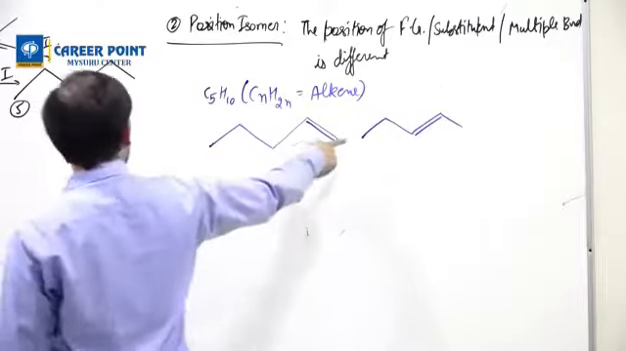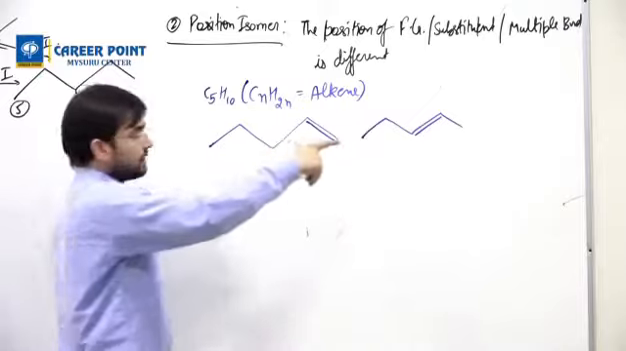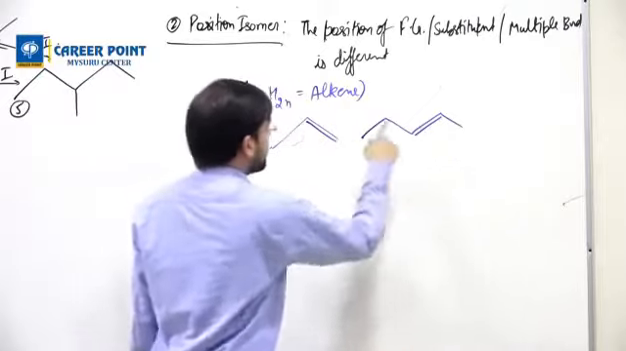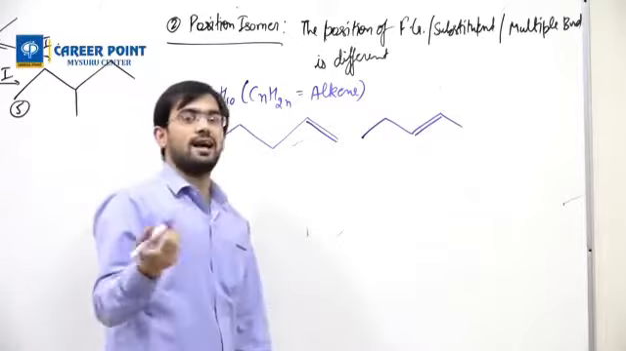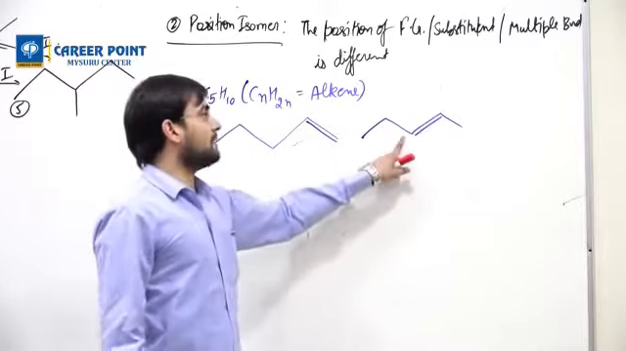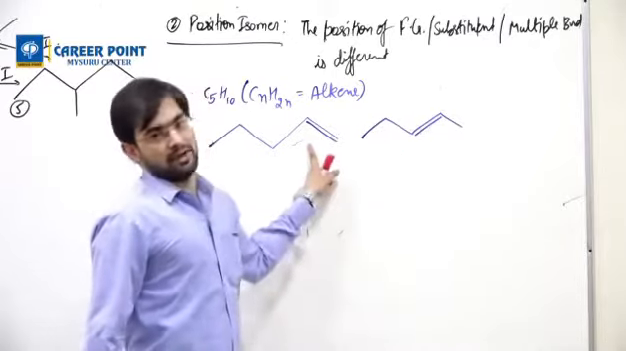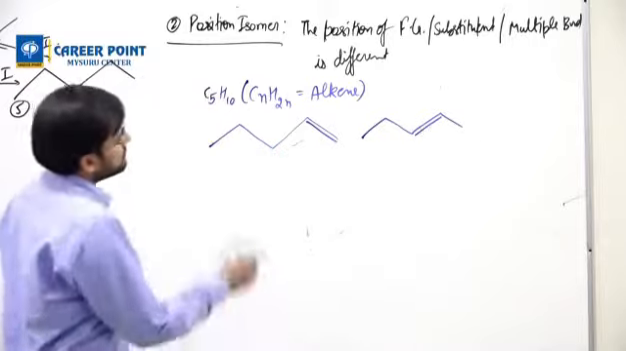Understand what I've done? Now the double bond is coming at the second position. Here it is coming at the first position. So the positions of the double bonds are different. If you keep it here, it will become second. If you keep it here, it will become the same. So this is 5.